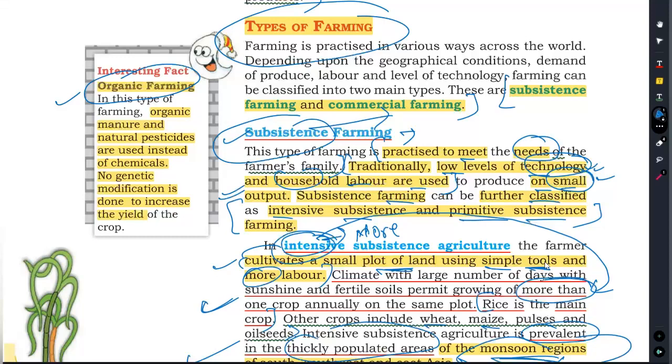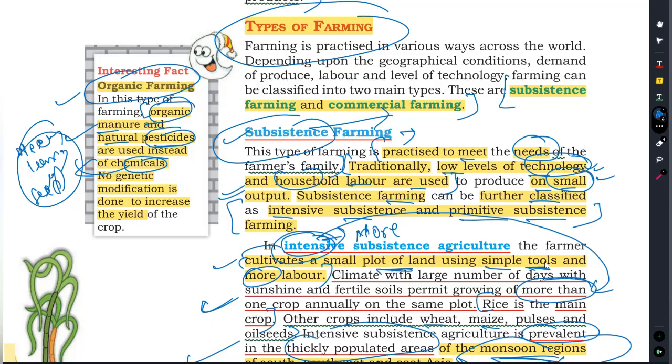Organic farming. In this type of farming, organic manure and natural pesticides are used instead of chemicals. You don't use manufactured or industrial chemicals. Here you use organic manure and natural pesticides. Another example of natural pesticides is neem leaves and seeds. These are some natural pesticides used in this type of organic farming. Here no genetic modification is done to increase the yield.